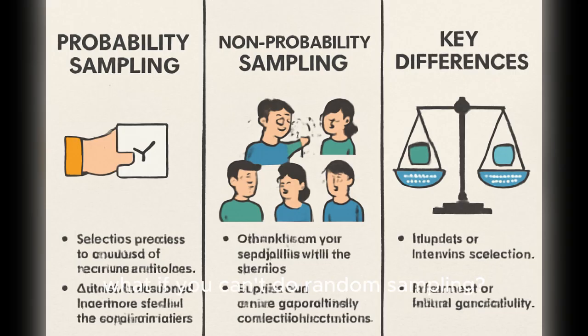Now, what if you can't do random sampling? Maybe you don't have a list of the population or you're short on time and money. That's where our second family comes in, non-probability sampling. Here, selection is not random. The researcher uses their judgment or convenience to select participants. This means you can't generalize your findings to the whole population, but these methods are incredibly useful for exploratory research.